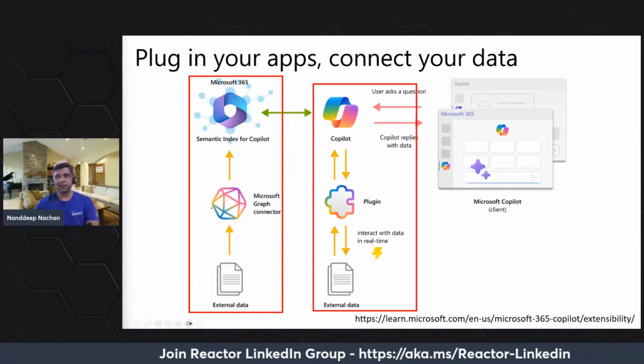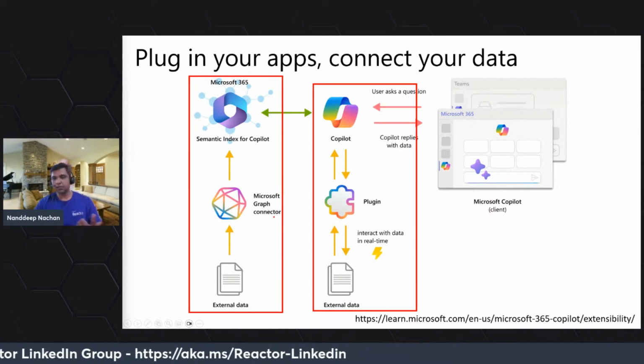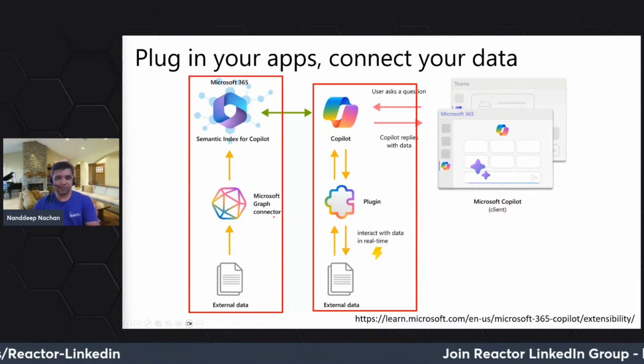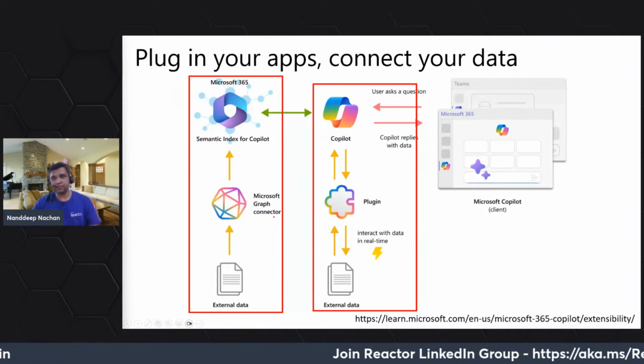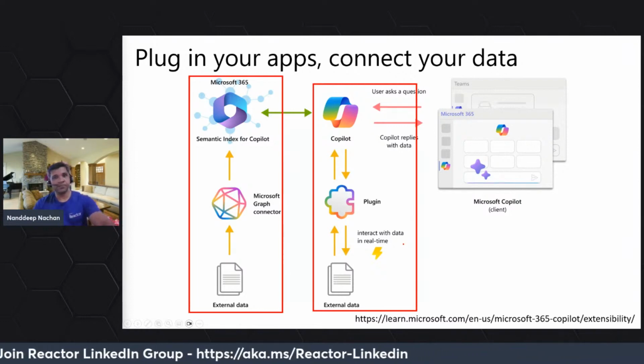There is a limitation with Graph connectors: once you bring the data into the system, you won't be able to update it. To get updates, you will have to query the external system again and bring in the newer data. But with a plugin, it is a simpler way: you can connect to the systems and get the data.